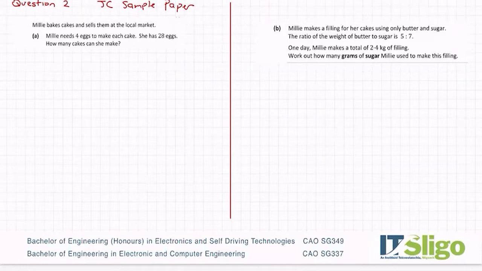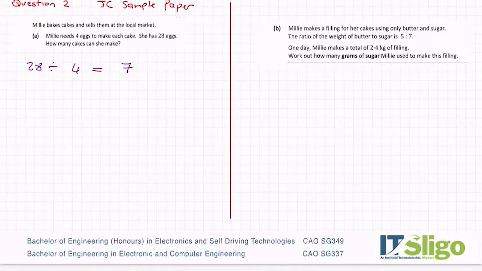Okay, so you can see here Millie needs 4 eggs to make a cake. She has 28 eggs, so it is as easy as 28 divided by 4: 7, 14, 21, 28. So she can make 7 cakes.